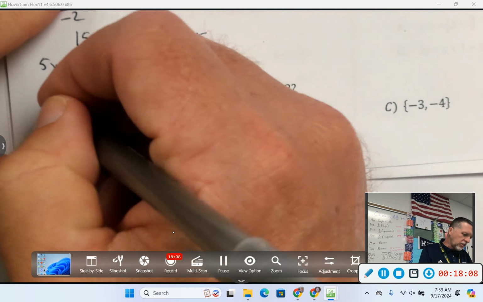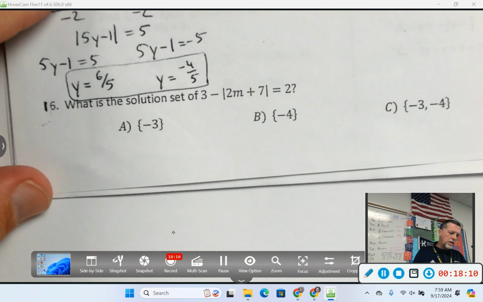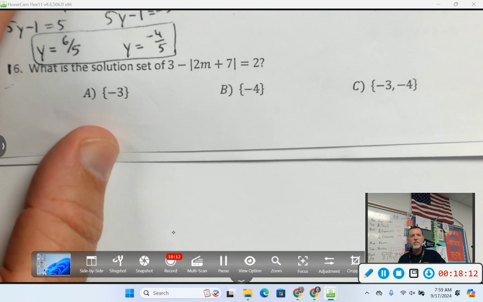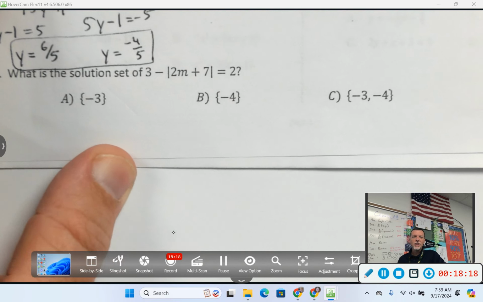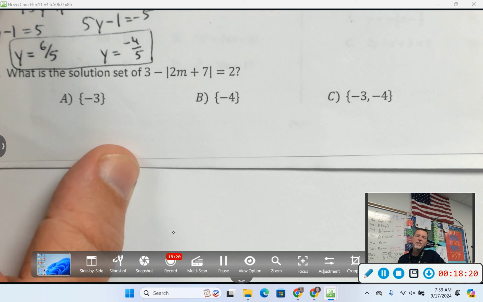16. What is the solution set? Meaning, what set of numbers works in that problem? Well, my answer choices are really only -3 and -4. So there are sort of two ways to work this problem. One would be to solve it like normal and see what the answer is.